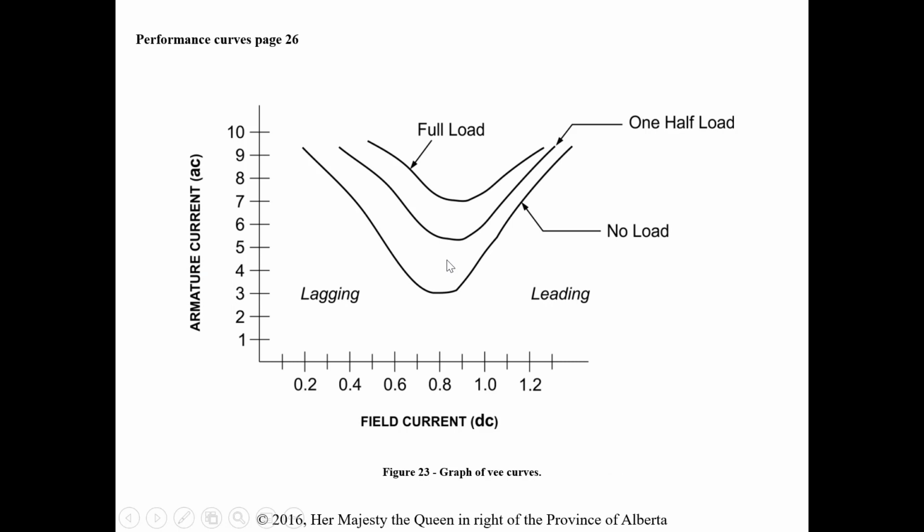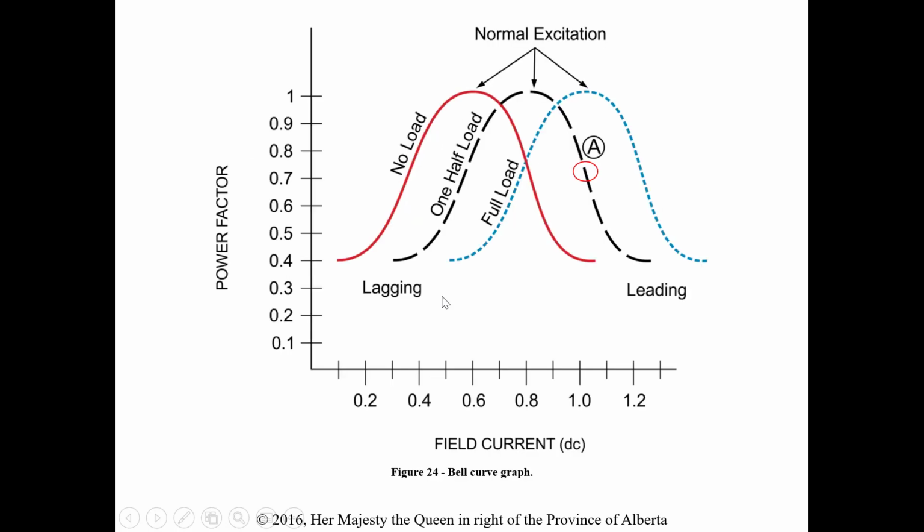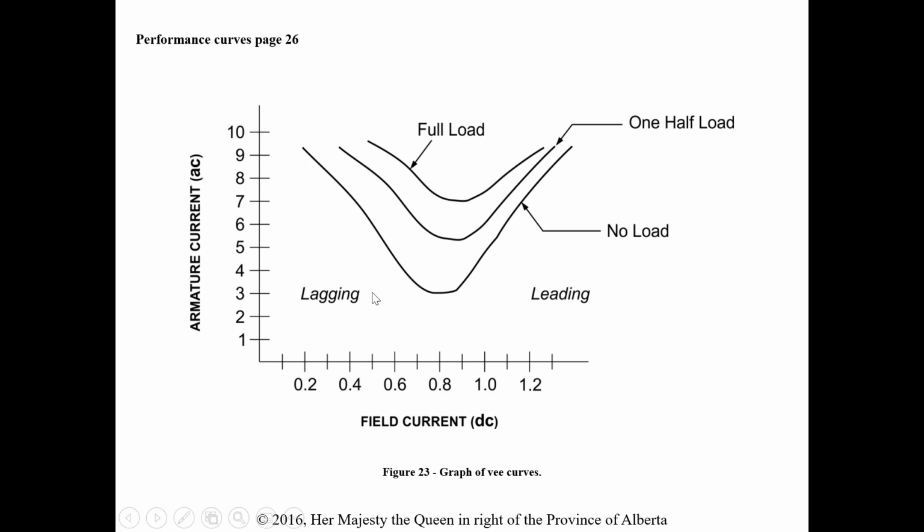So some of the performance curves. So we got our V curve here. This is again what we're going to replicate in lab to show the difference between when we adjust the field current, whether we have no load, half load, or a full load. So some things we want to look at here is when we see the lowest value of armature current, that's where we're at unity, okay? Because that's where we're going to see the lowest value of current. So at 0.8 field intensity, I'm going to see this lowest value of current for the no load curve.